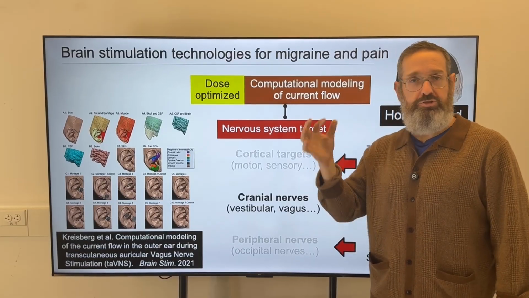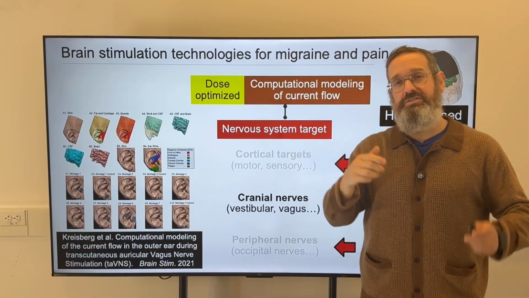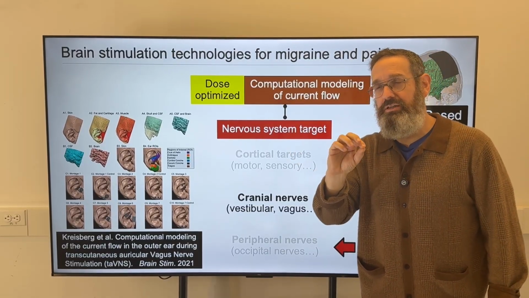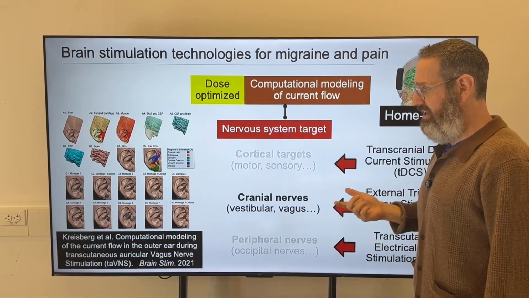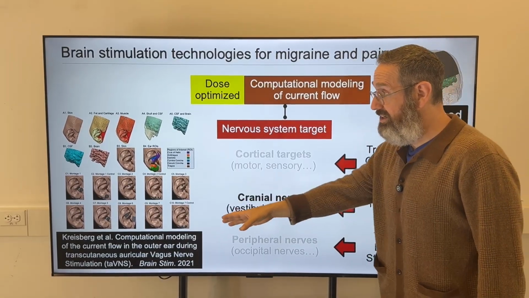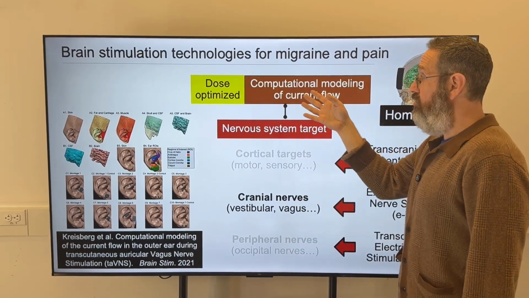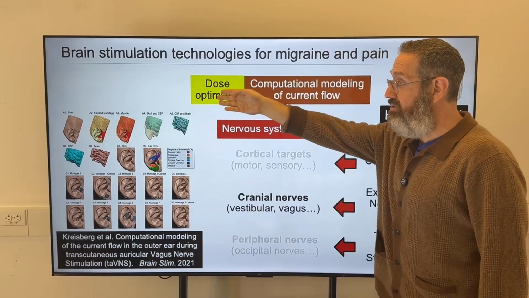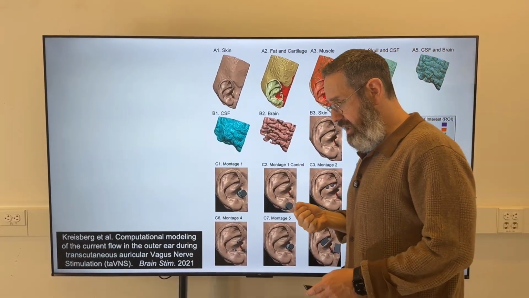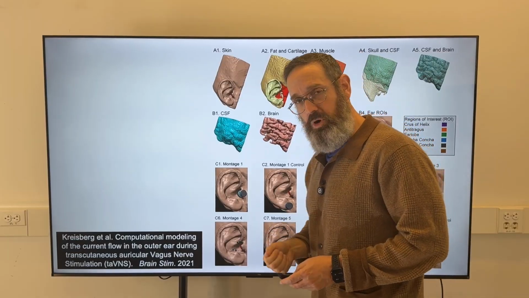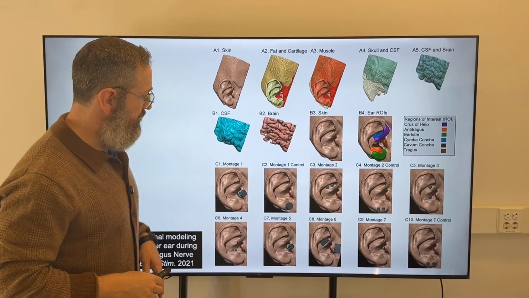But of course, you can put the electrodes here, or here, or here, or across. So even when you have one target, there's actually a lot of variations of how you might try to activate that target. And so what we did, again, in our approach, is to try to use computational models and look at dose optimization as a way to try to understand what is the difference between these different montages and which might be more effective.